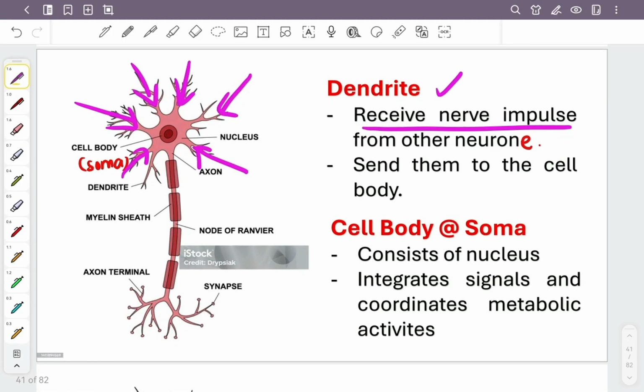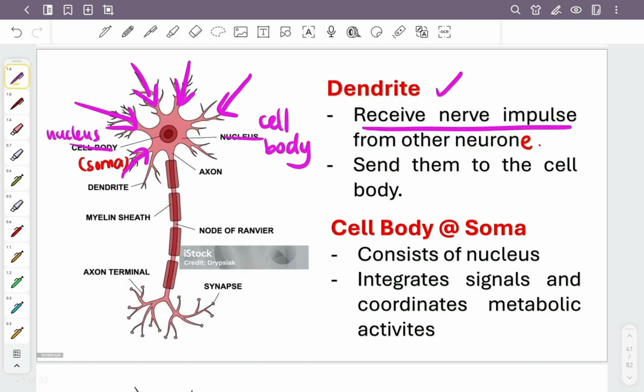Now the cell body, or as it is called, soma. Okay, it consists of the nucleus. So this one is actually the nucleus, correct? This one's label is a bit wrong, I think. This one is not the cell body. This one is the nucleus, and this one is the cell body.